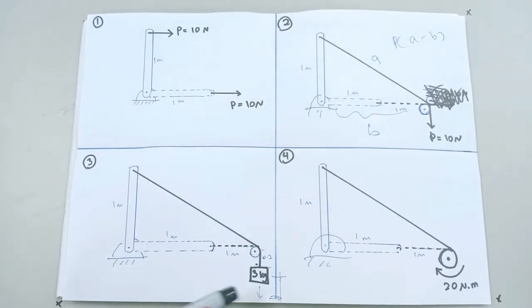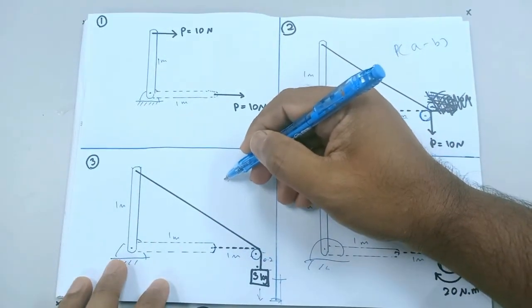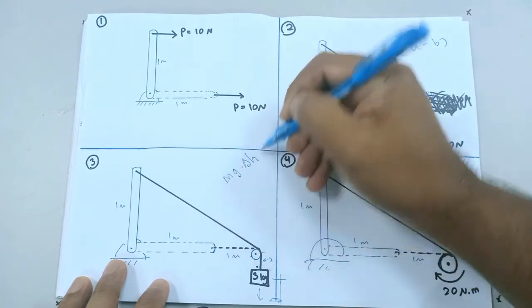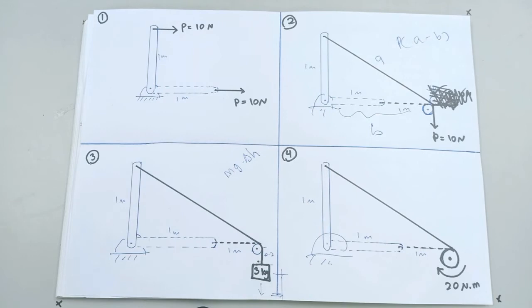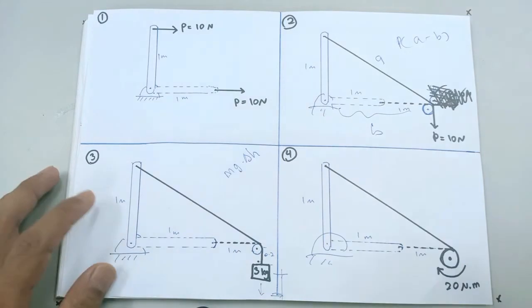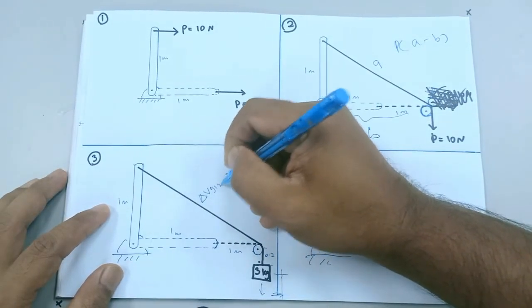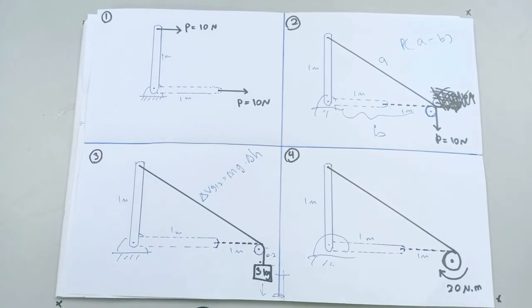So in this case, we have 3 kg here. In this particular figure, U12 in terms of constant force will be 0. Constant force through cable also will be 0. Friction, if not stated, will be 0. There's no couple, but you have 3 kg. So this 3 kg you have to put inside mg delta H, which is delta Vg12. Delta Vg12 equal to mg delta H.